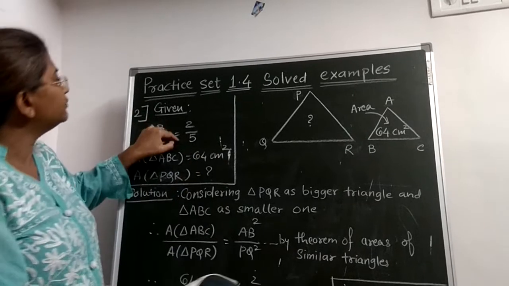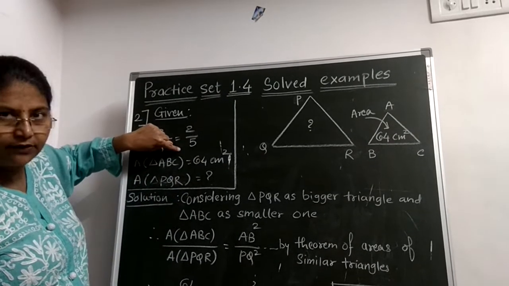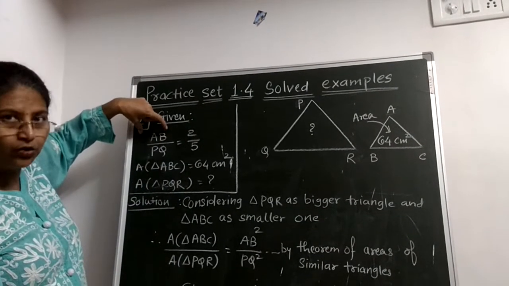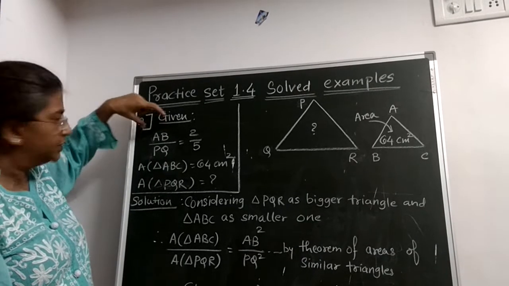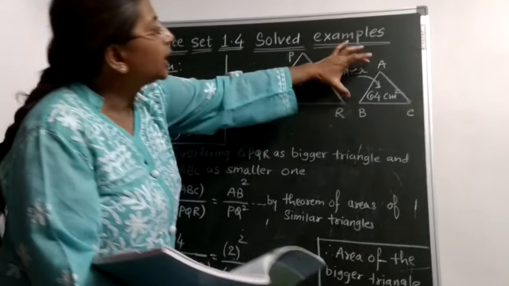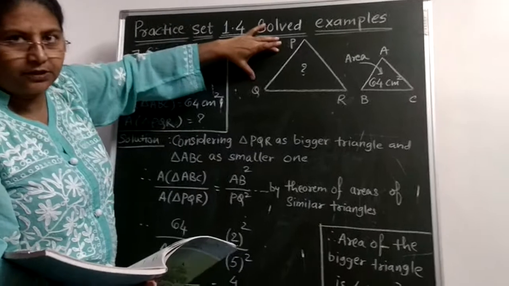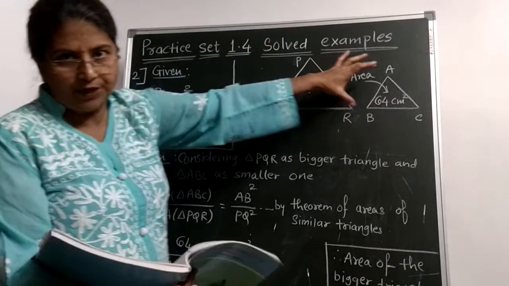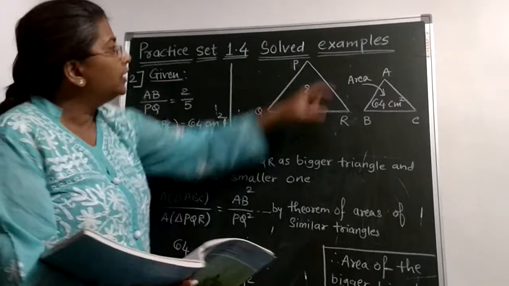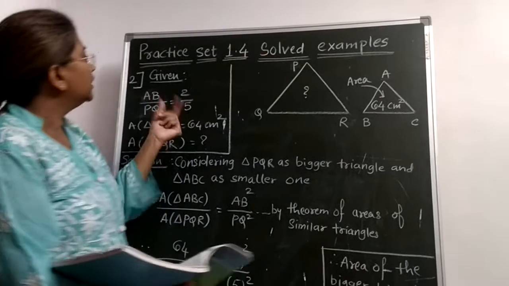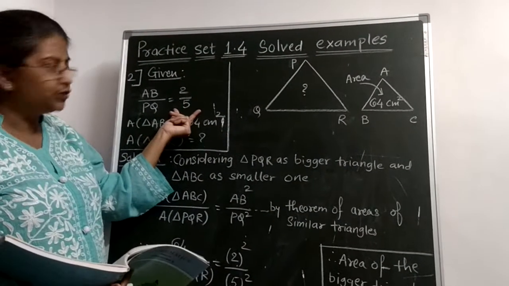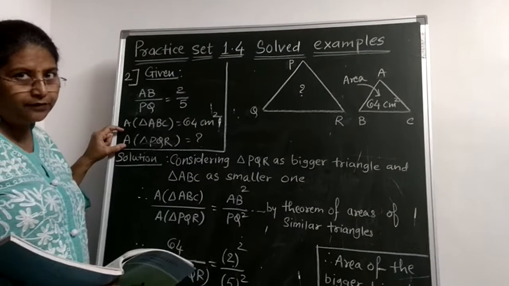In ratio 2 is to 5, you will find that 2 is smaller than 5. It means while taking the ratio, we are considering the smaller triangle first. It means AB is to PQ is considered, not PQ is to AB. We need to note it. Now AB is to PQ can be considered as 2 is to 5. We have to find the area of the bigger triangle.